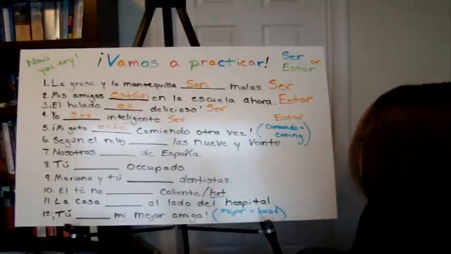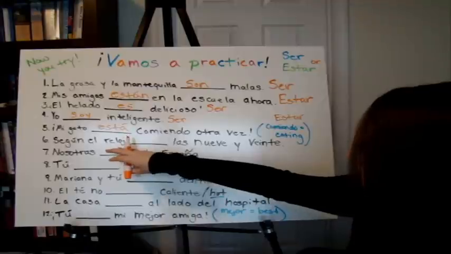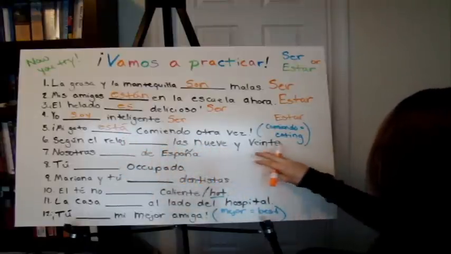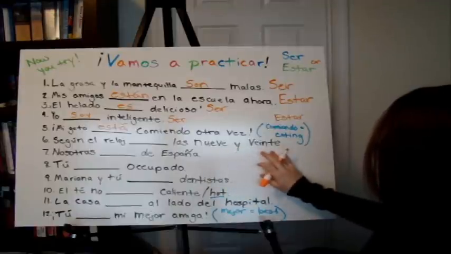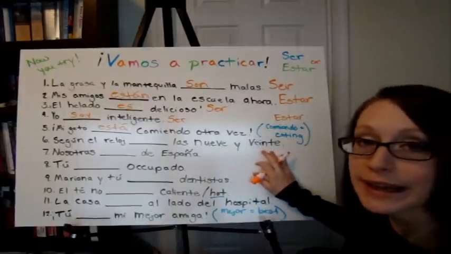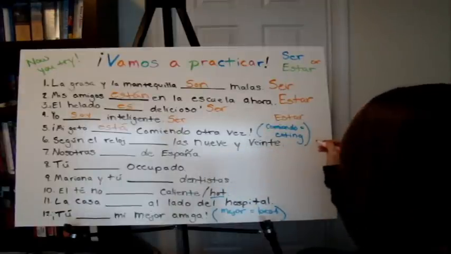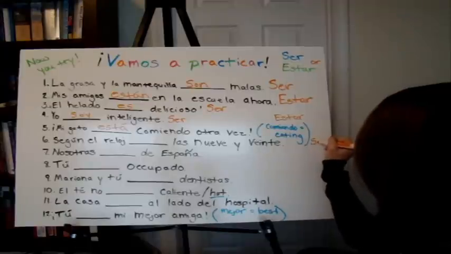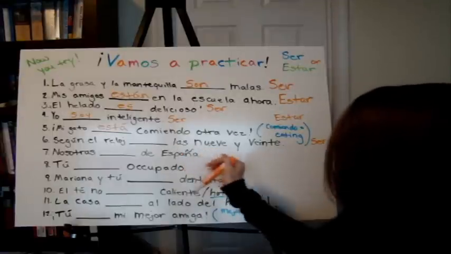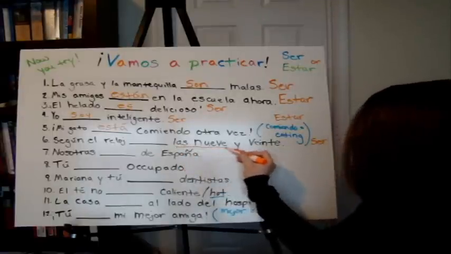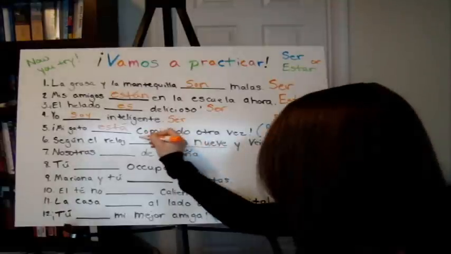Remember my accent mark. Según el reloj, something las 9:20. According to the clock, it is 9:20. So we're describing time. Remember time, there are a set number of hours in a day. It's pretty permanent, so that is ser. And it is 9, that is plural hour. So we're going to say son.